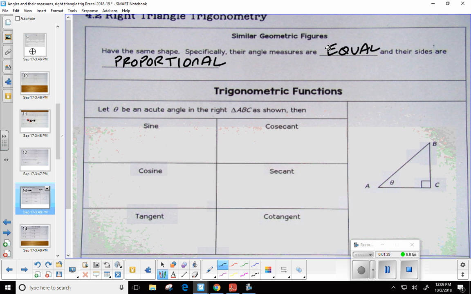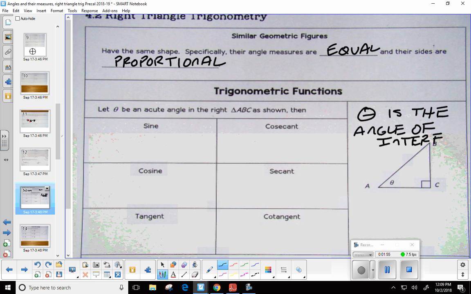Okay, let theta be an acute angle in the right triangle ABC as shown. Let's go ahead and find these. Now theta is the angle of interest. Okay, so one of the things you want to be very careful about is what angle you're referring to, because the sides associated with that could potentially change. And I'll show you what I mean in just a second.